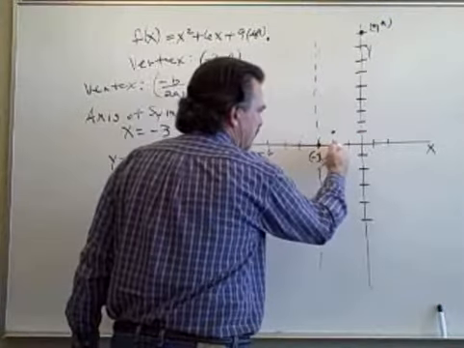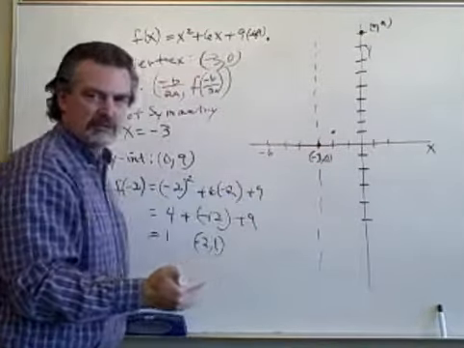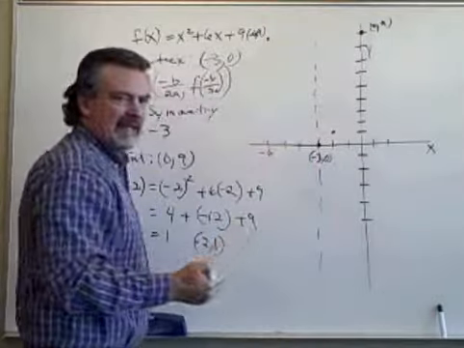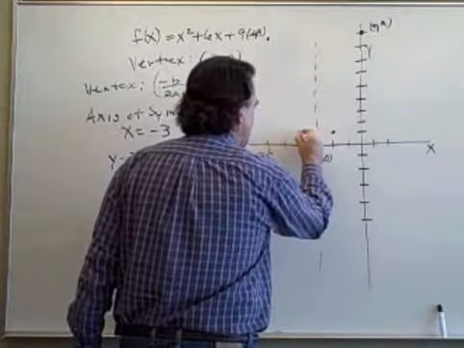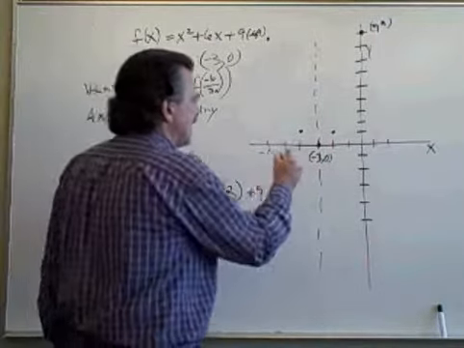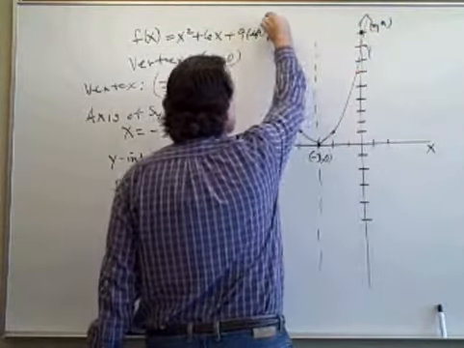That's one x value to the right of the axis of symmetry. So if we go one x value to the left of the axis of symmetry, the function's value there also has to be 1 to be the symmetric point. And now we can sketch the graph of this parabola.